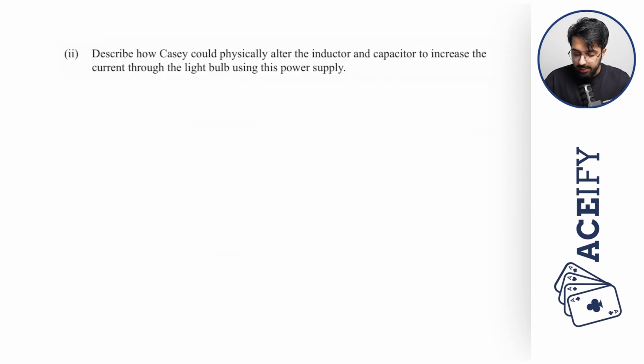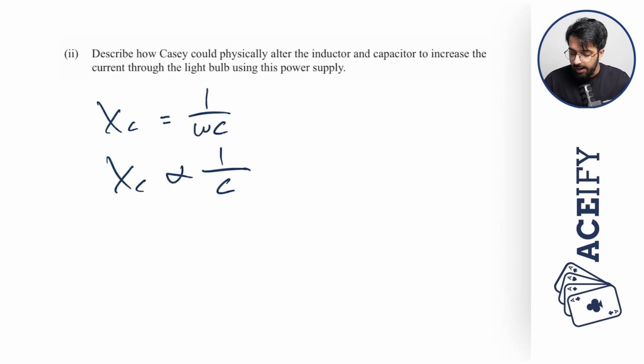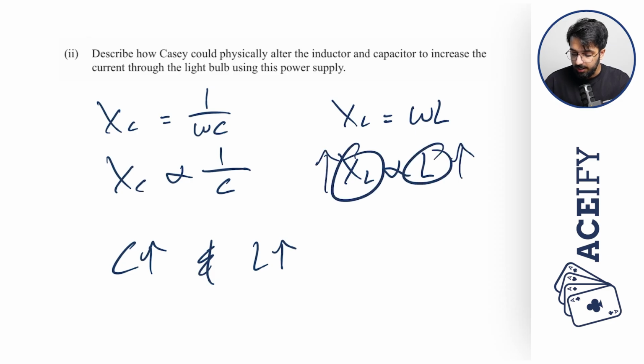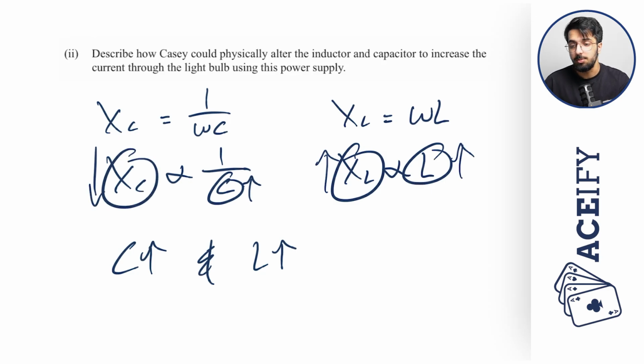And so our reactance of our capacitor is equal to 1 all over omega C, meaning it is inversely proportional to its capacitance, and the reactance of our inductor is equal to omega L, so the reactance of our inductor is directly proportional to its inductance. And so what we need to do is both increase our capacitance and increase our inductance. If we increase our inductance, we increase the reactance of our inductor, and if we increase our capacitance, we decrease the reactance of our capacitor, which is what we want to do.